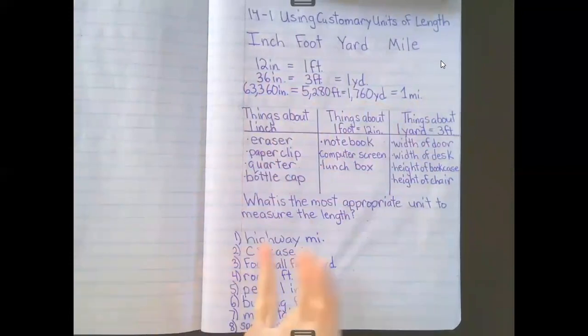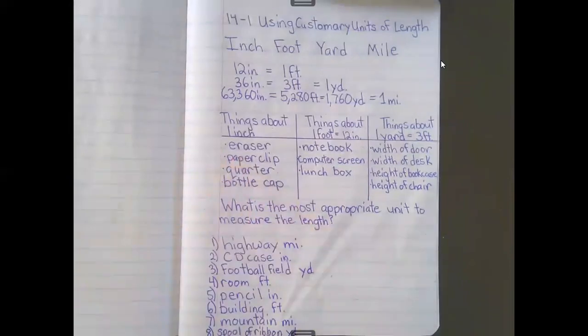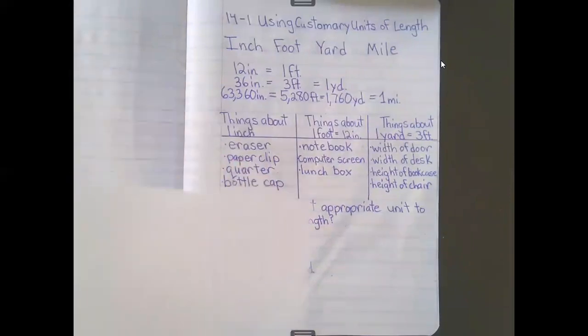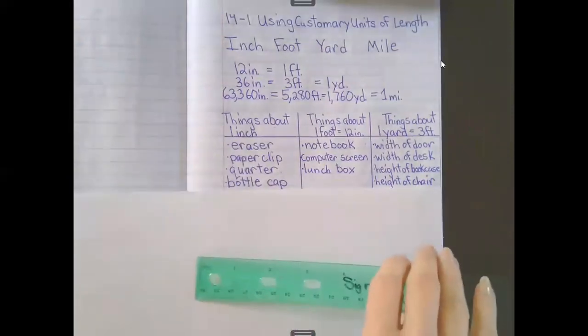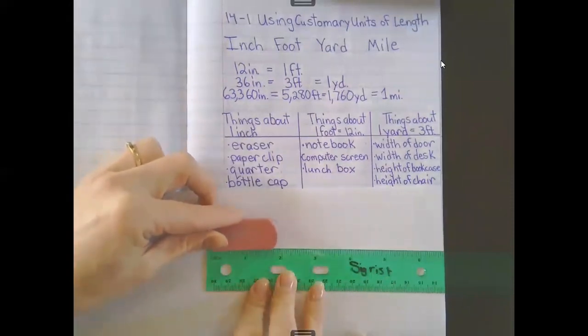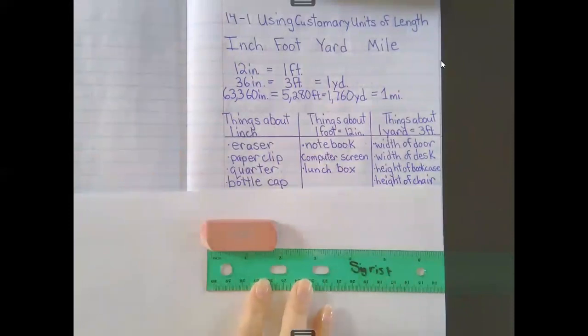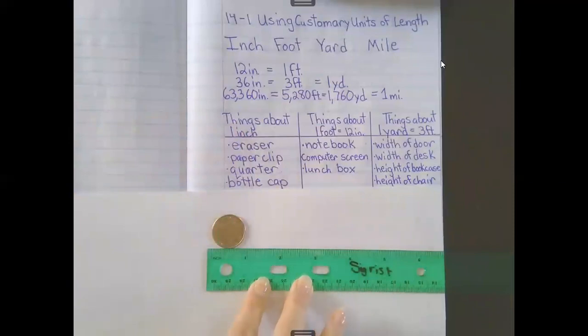So let's talk about, well, what are some items that would be considered 1 inch? An eraser. And let me demonstrate some of these for you so that you can see. If we have our ruler, notice these top ones are measured in inches. We have a big eraser, it's almost 2 inches. We have our paper clip, which is about 1 inch. And we have our quarter, which is also about 1 inch.